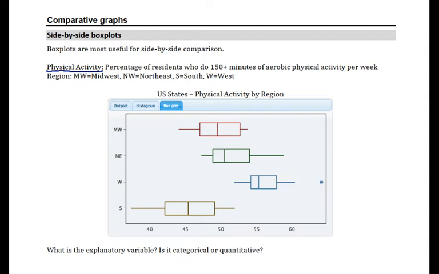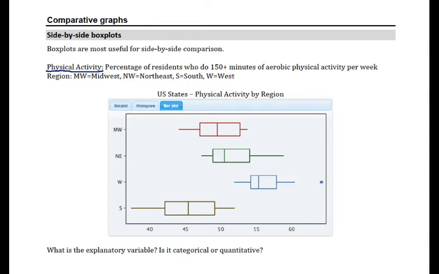In this graph, we can see that the box plots are oriented horizontally now. It's nice when they're oriented horizontally because if we need to describe the direction of the skew, it's already laid out as left and right. But both orientations are very common. This is the orientation that StatKey does.